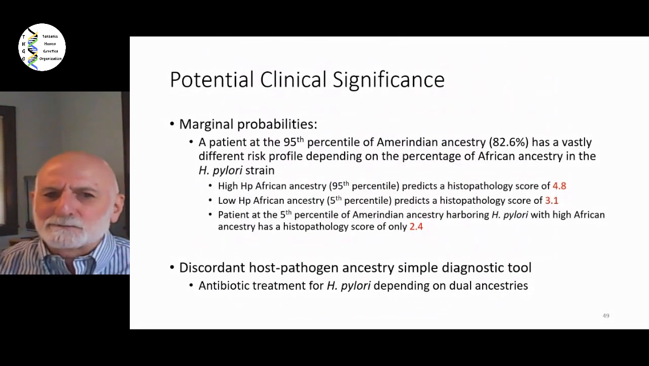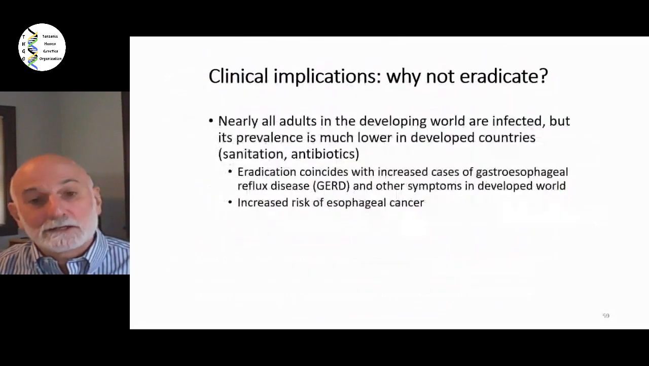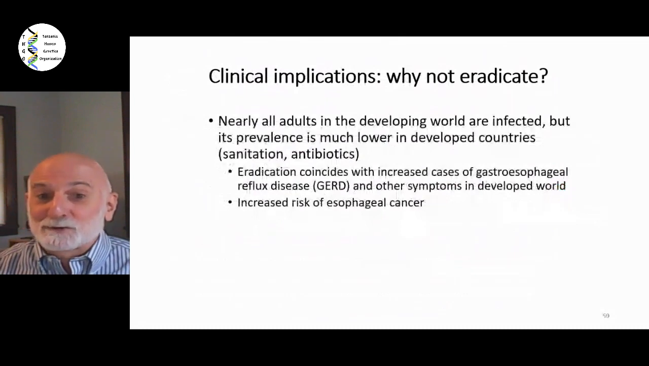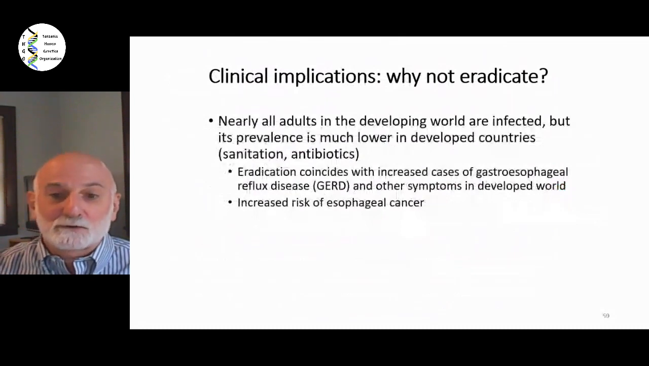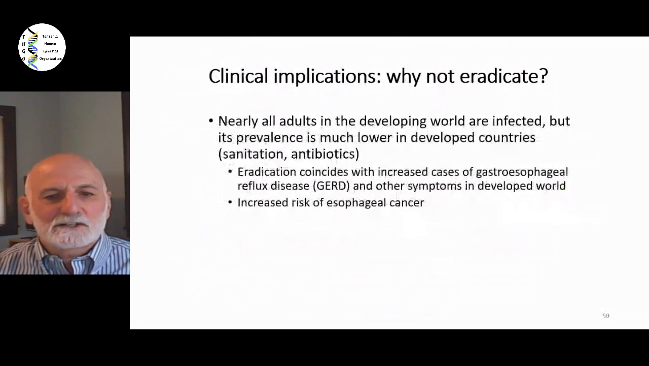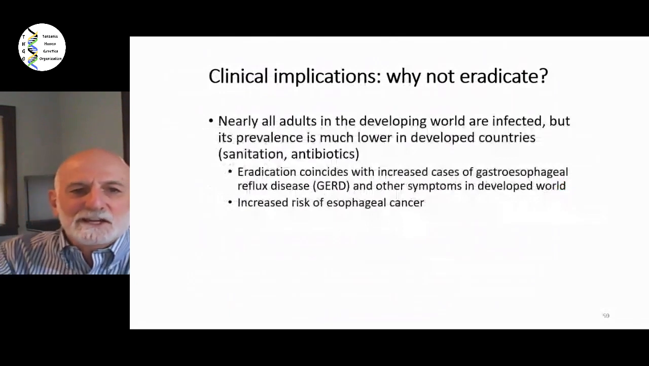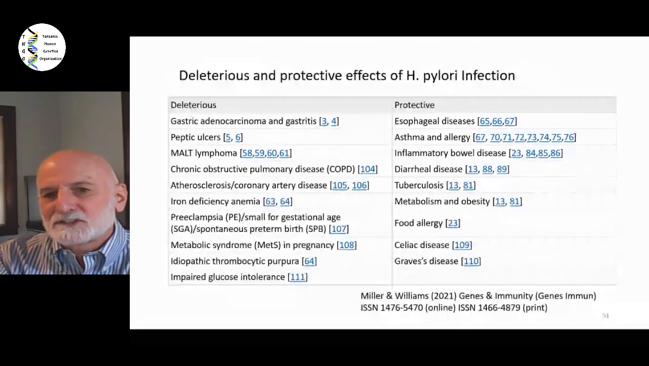But it's not even that simple, because why do you not want to eradicate from everybody? The answer is that H. pylori may be doing some things that are very good. First of all, if you eradicate, you increase the cases of gastroesophageal reflux disease and other symptoms, and you increase the risk of esophageal cancer. We did a fairly intensive literature review this year, and we were able to show that although there are a whole bunch of things that H. pylori associates with that are deleterious, including gastric cancer and ulcers, it also protects from esophageal disease, asthma in children, inflammatory bowel disease, and diarrheal disease.